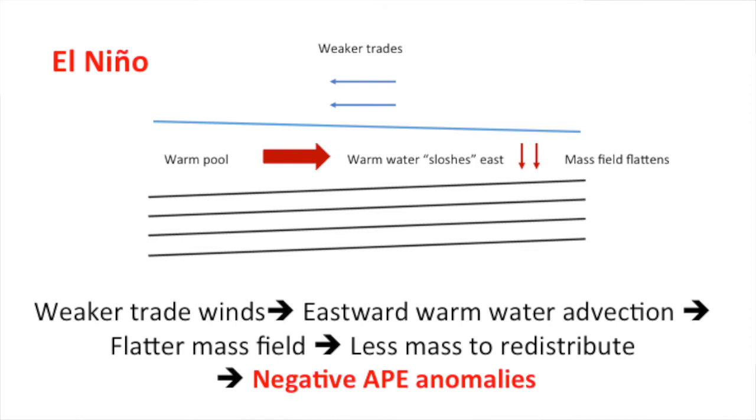Sometimes these trade winds weaken, and that allows the warm water in the west to slosh back to the east and make the east warmer than usual. This also flattens the density lines, which means there's less mass to redistribute, and so that lowers APE. And this is the case with El Nino.